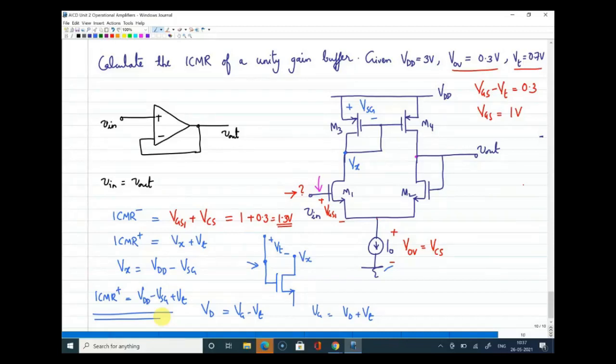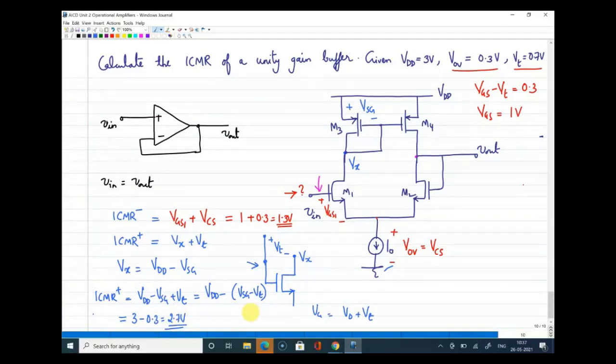This can be further written as VDD minus VSG minus VT, which is nothing but the overdrive of a PMOS device. So that can be written as 3 minus 1 overdrive, which is 0.3. So your ICMR plus is equal to 2.7. Is this clear?